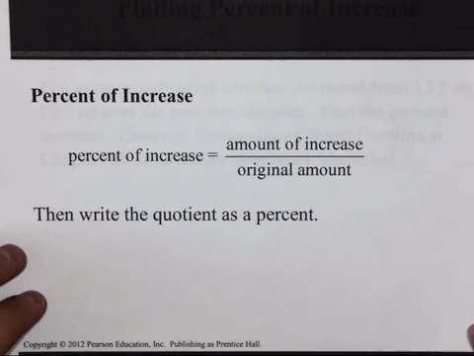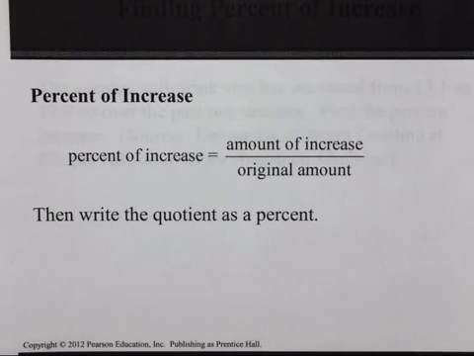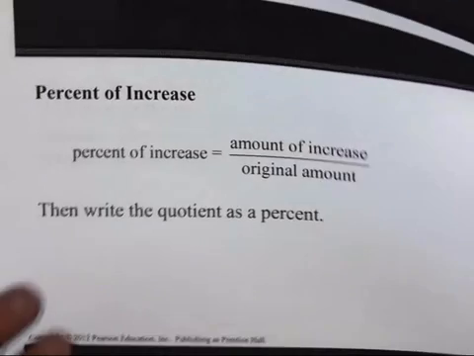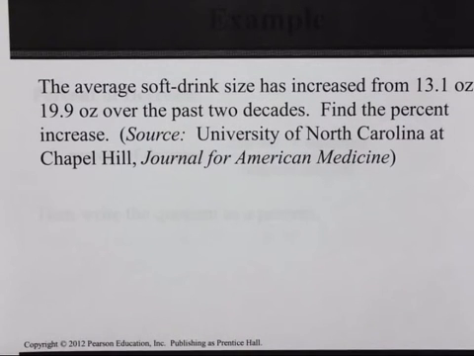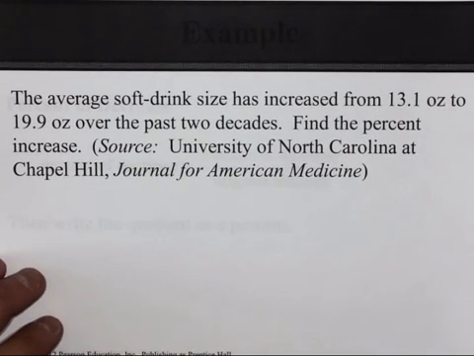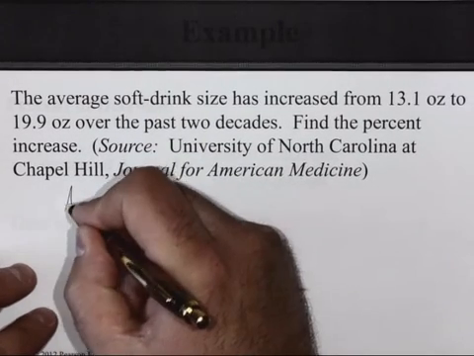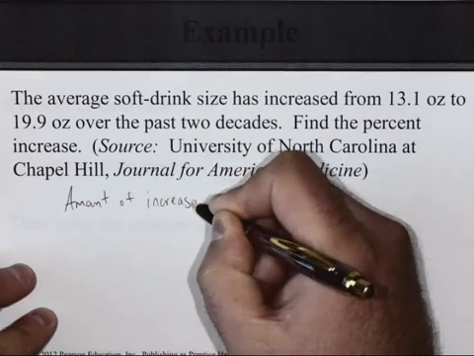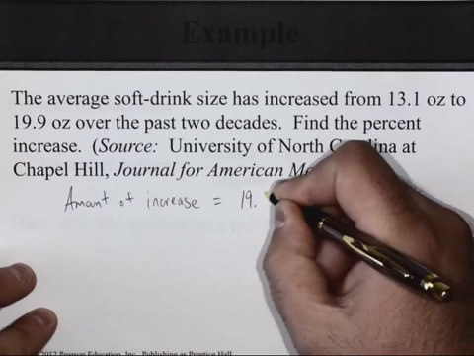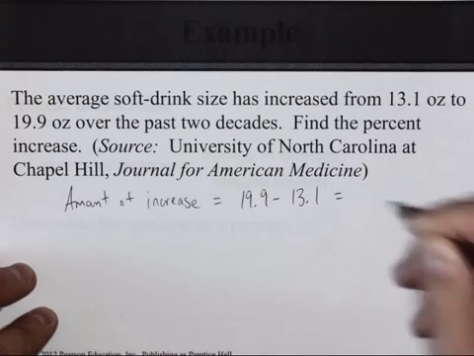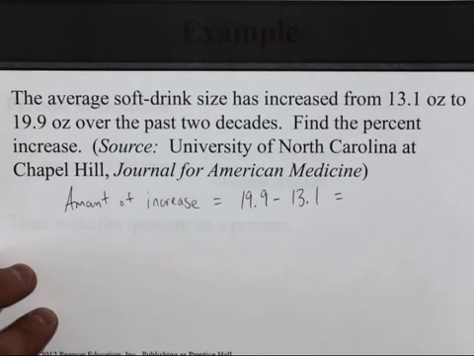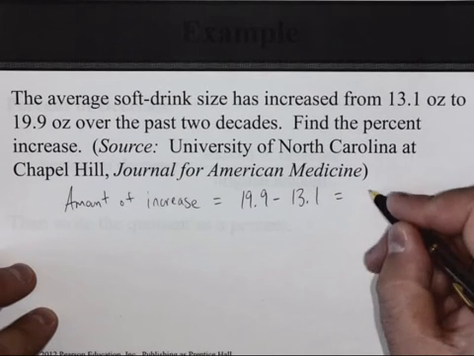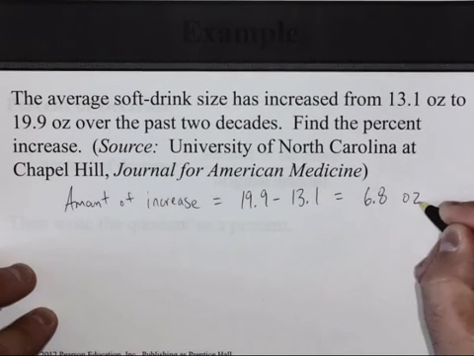Percent increase. To find that, we take the amount of increase, so how much something went up by, and divide it by the original amount. So the average soft drink size has increased from 13.1 to 19.9, right? So we want to find the amount of increase, and we do that by subtracting these two numbers. So there was a 6.8 ounce increase.